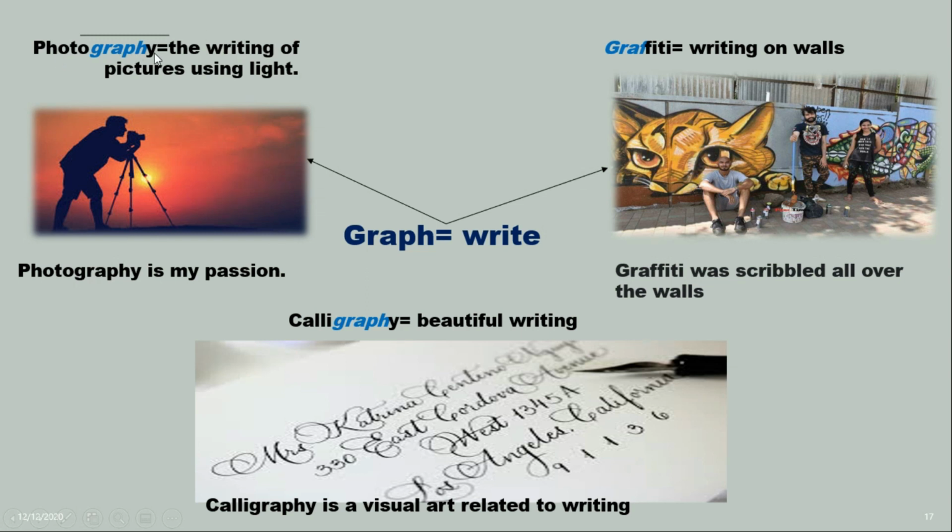Next, look at a word photography, which means the writing of pictures using light. For example, photography is my passion. Next word is graffiti, writing on walls. Graffiti was scribbled all over the walls. Next word is calligraphy, which means beautiful writing. Calligraphy is a visual art related to writing. Let us look again the different kinds of meanings here. Photography, the writing of pictures using light. Graffiti, writing on walls. Calligraphy, beautiful writing.